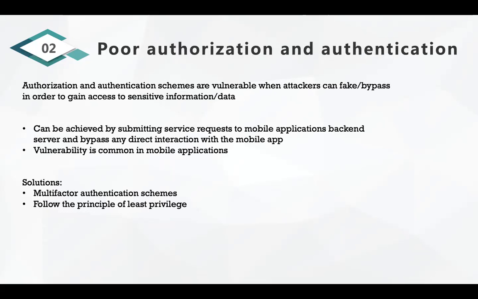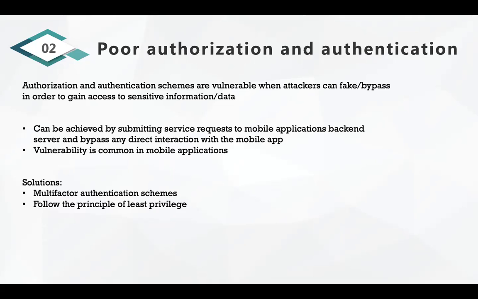The next risk we'll be talking about is poor authentication and authorization. Poor authorization and authentication schemes allow attackers to fake or bypass authentication, hence gaining access to sensitive information and data. This risk is common in mobile apps since passwords are often in the form of 4-digit PINs, which makes it easy for attackers to brute force their way through.